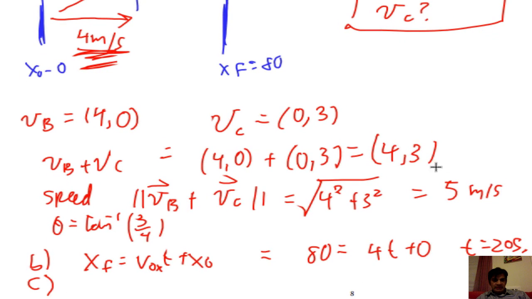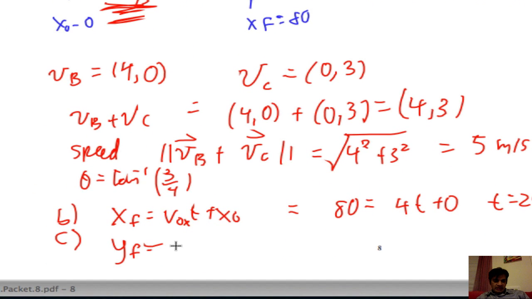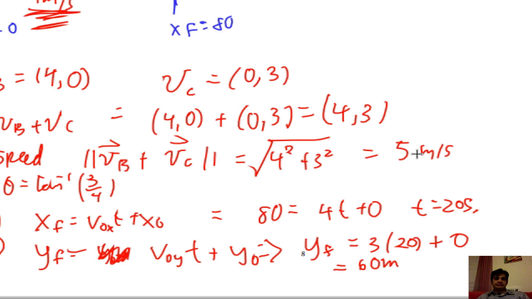And then for part C, we want to know the distance down the stream. Well, that has to do with this y speed here. So we have y final equals v naught y times t plus y naught. So that's going to be y final equals 3 times the 20 from above, since it takes 20 seconds, plus 0. So that ends up being 60 meters downstream.